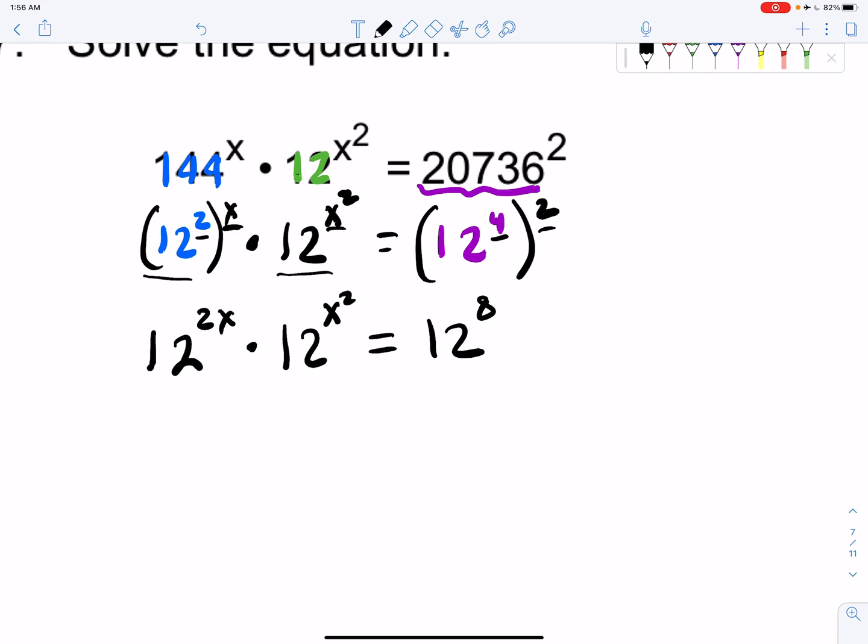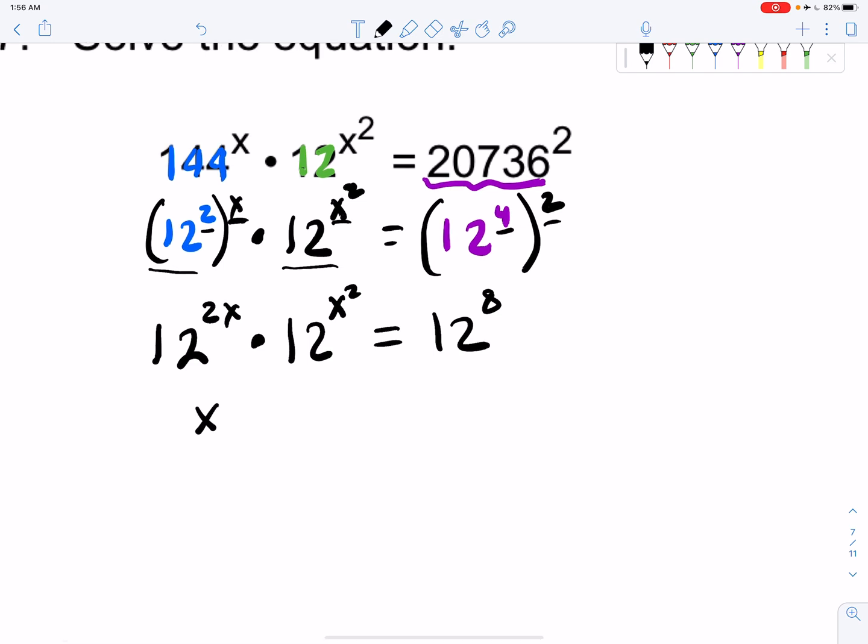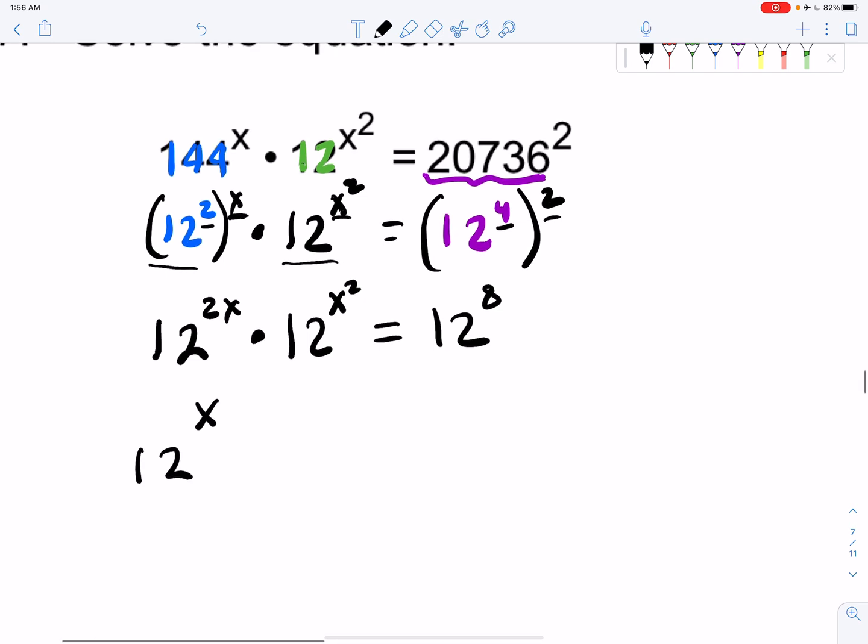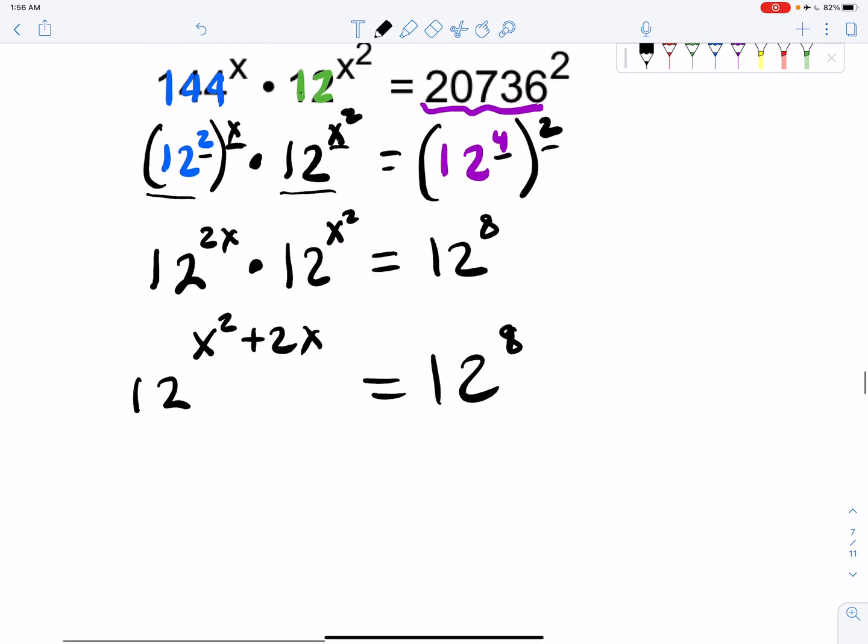We try again. Now, remember, when you're multiplying two numbers with the same base, what do you do to the exponent? You add them. So I'm just going to put it in this order. It's just going to be 12 raised to the x squared plus 2x. That equals 12 to the 8th. Now, here we are again.